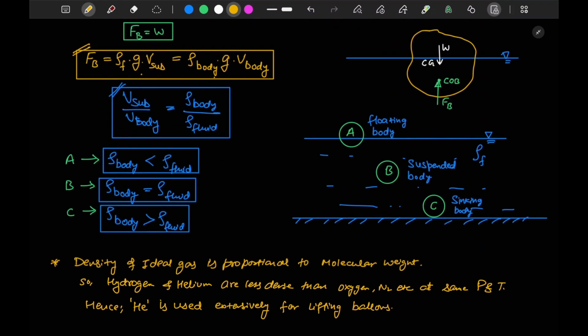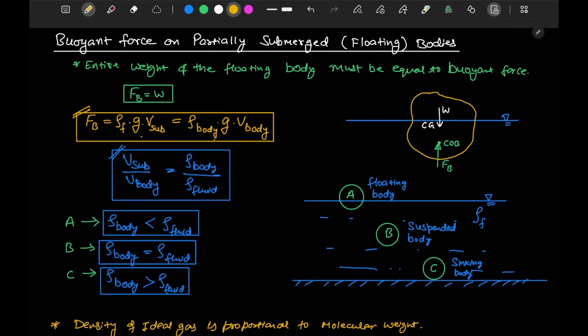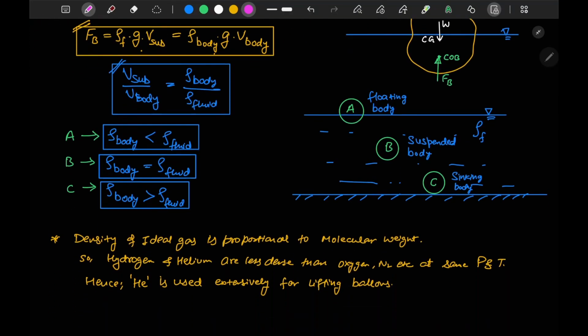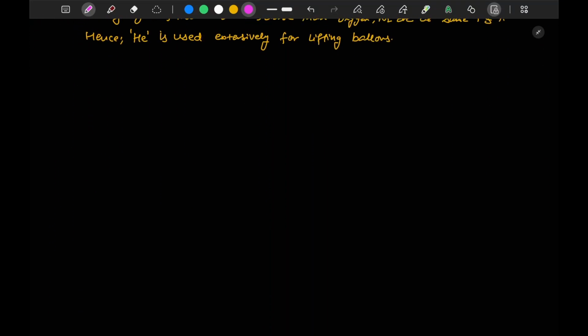And one more thing, here I mentioned the entire weight of the floating body must be equal to the buoyant force. This equation is also known as the principle of flotation.